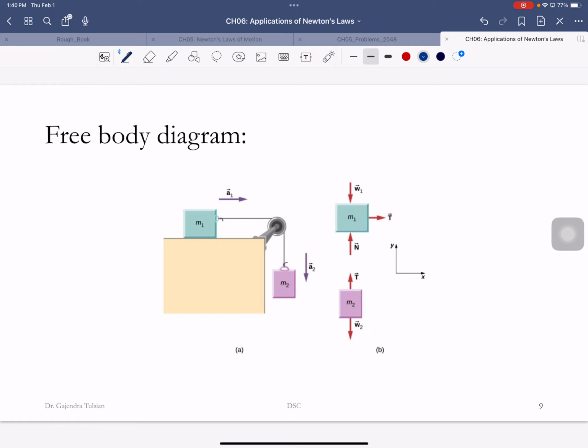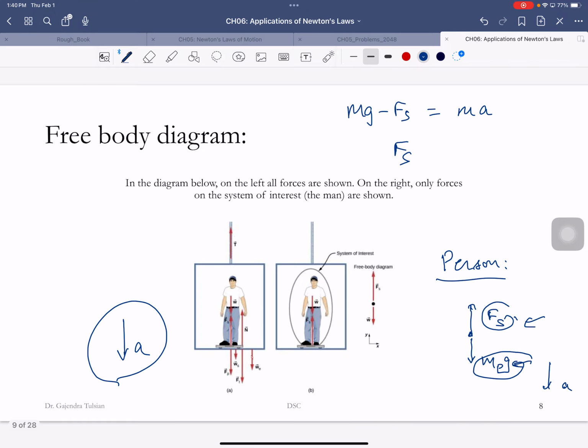All right, so here's another point that we want you to be aware of about free body diagrams. Again, you already saw this here. You can apply Newton's laws to any object. So if you wanted to consider the motion of the whole elevator, you apply the forces to the whole elevator. If you wanted to consider the motion of the person, you apply Newton's laws to that person.